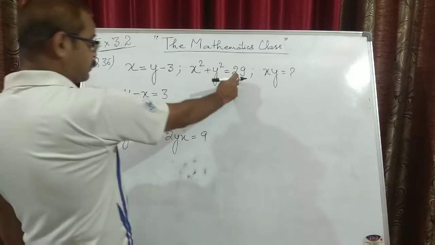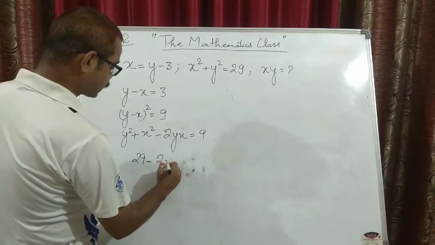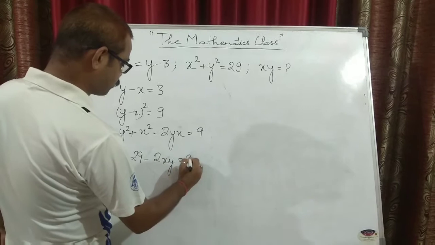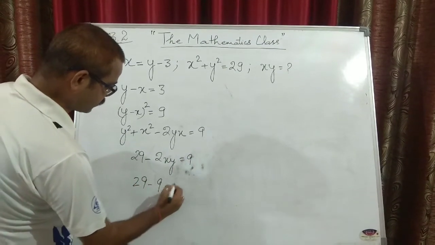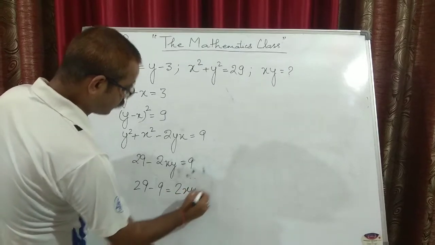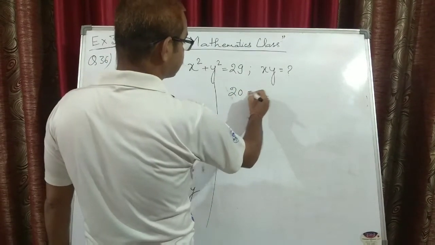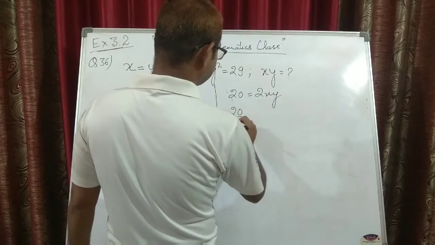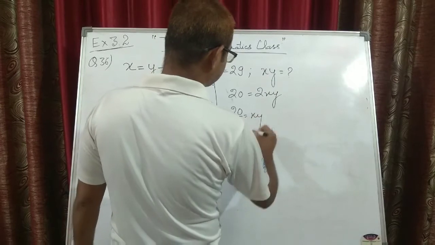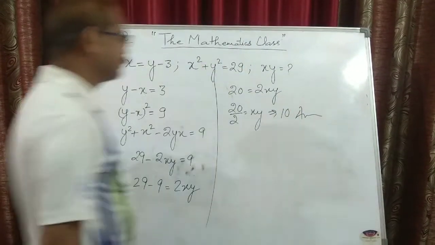x square plus y square is given as 29. So 29 minus 2xy, or yx, is equal to 9. This comes to the other side: 29 minus 9 is equal to 2xy. In this you can say 20 is equal to 2xy. So 20 divided by 2 is equal to xy. That is, 10 is the final value.